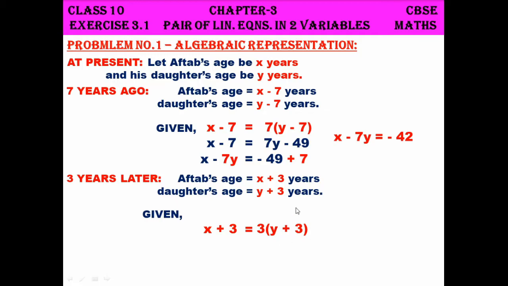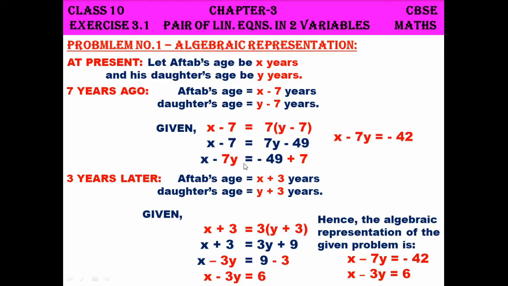Right? Now let me simplify the right hand side as before. Therefore, I get 3y plus 9 on the right hand side. Now let me group the variables. Therefore, I get x minus 3y equals 9 minus 3, and that gives me x minus 3y equals 6. Now you see I have two equations both representing the same situation. So these are the pair of linear equations in two variables that represent the given situation.